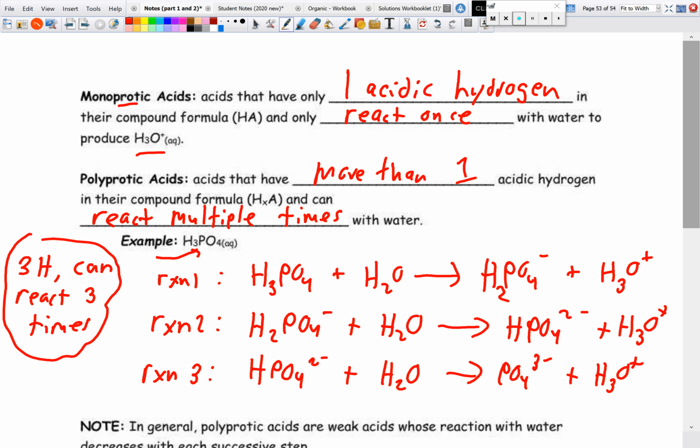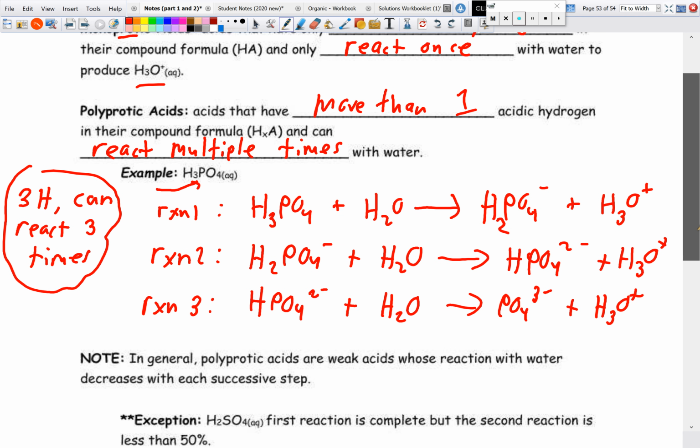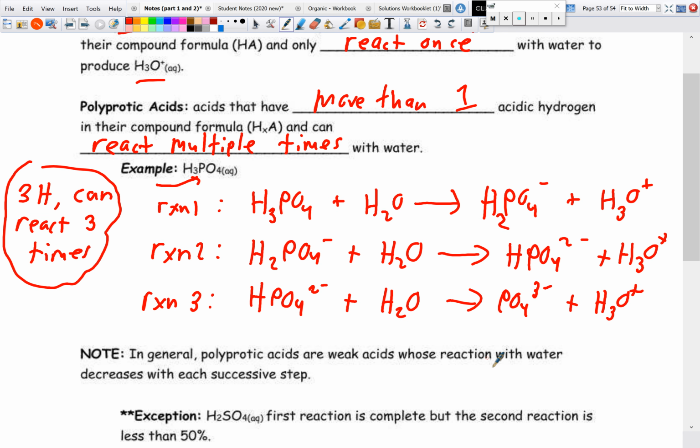So that is how we can tell how many times something is going to react with water: we just need to see how many acidic hydrogens there are. Now, in general, polyprotic acids are weak acids whose reactions with water decrease each successive step. That means reaction 1 here is the strongest, reaction 3 is the weakest. So as we go down, reactivity decreases.